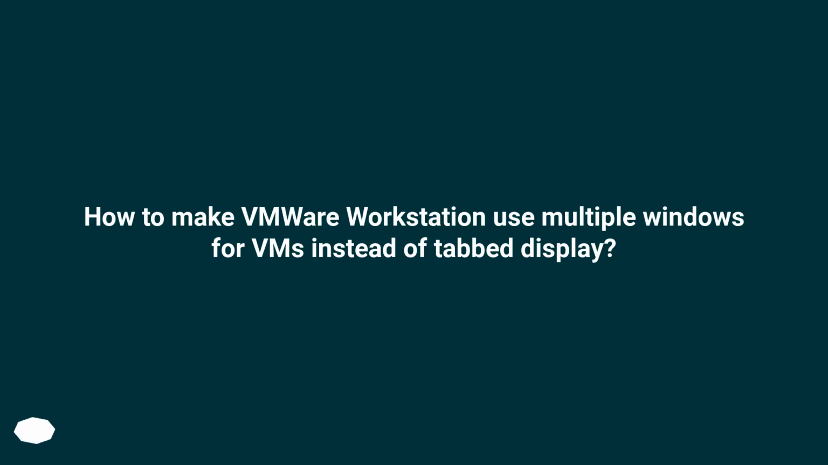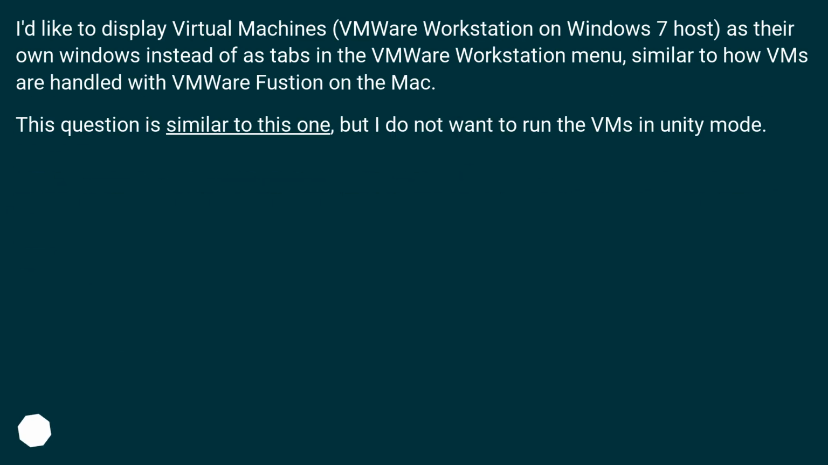How to make VMware Workstation use multiple windows for VMs instead of tab display. I'd like to display virtual machines in VMware Workstation on a Windows 7 host as their own windows instead of as tabs in the VMware Workstation menu, similar to how VMs are handled with VMware Workstation on the Mac. This question is similar to this one, but I do not want to run the VMs in Unity mode.